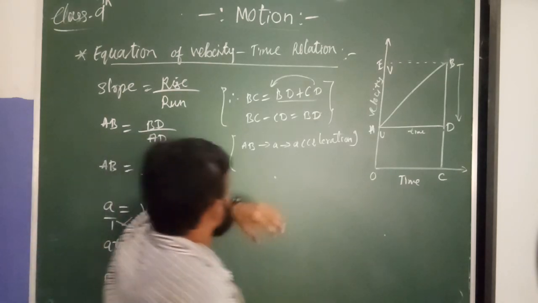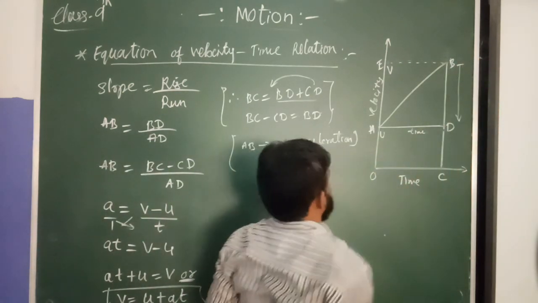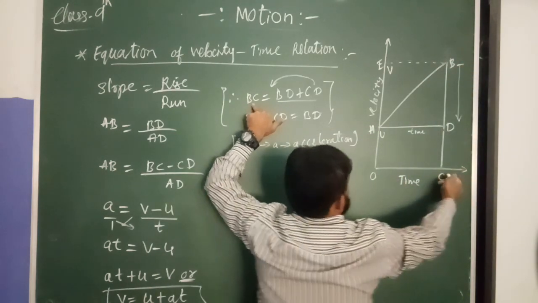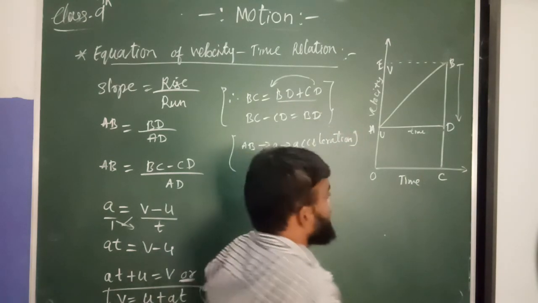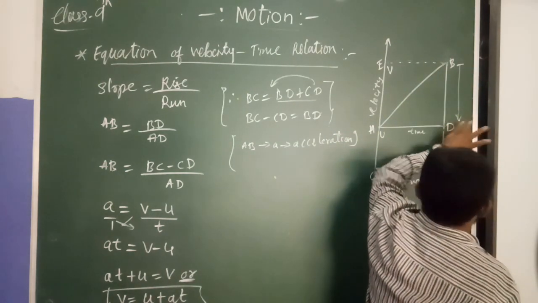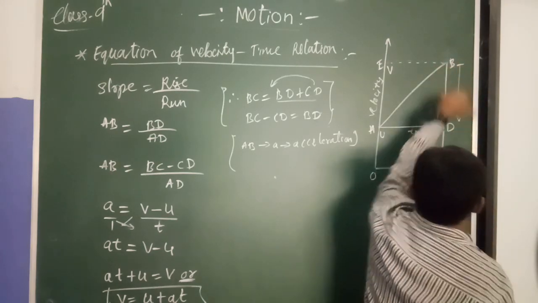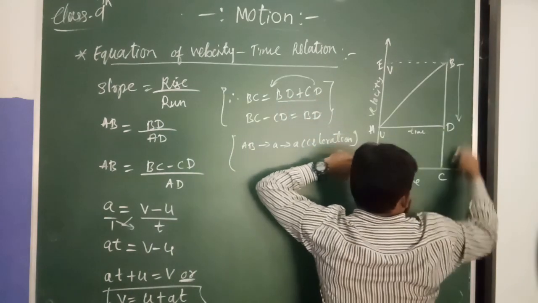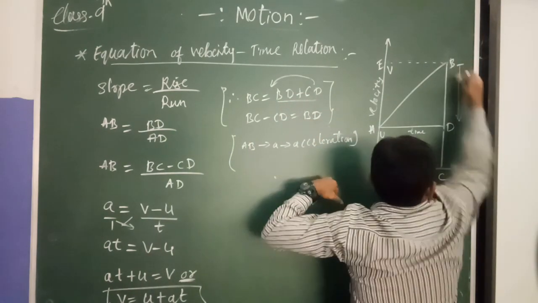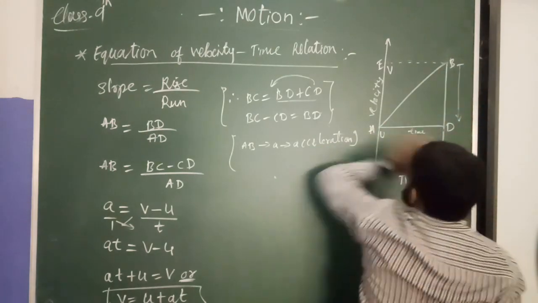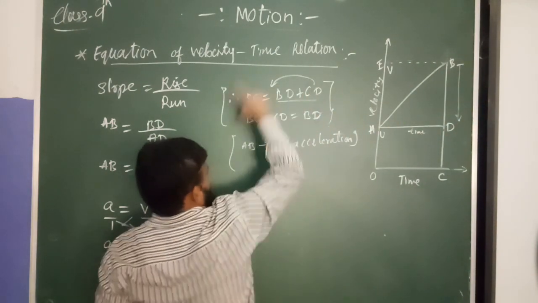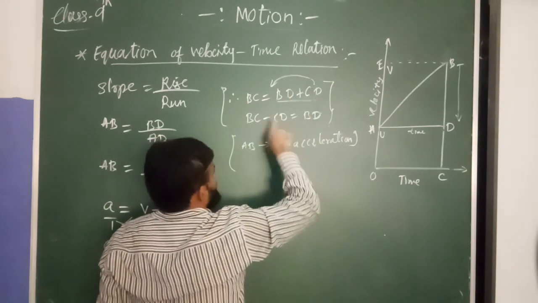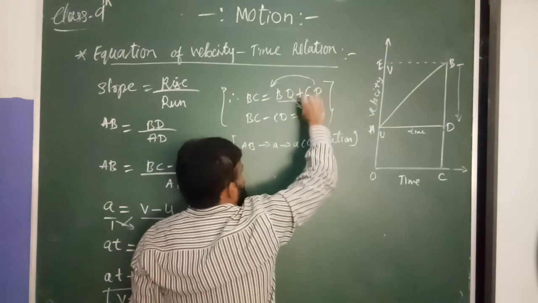First I will tell you that here. First thing, BC is the full length of the V. BC is the full length, from 0 to B. BC has equal parts. One part is BD plus CD. In the full length BC, BD plus CD makes up the full length. And if I transpose CD to this side, BC minus CD is equal to BD, as it is. BD should be as it is.